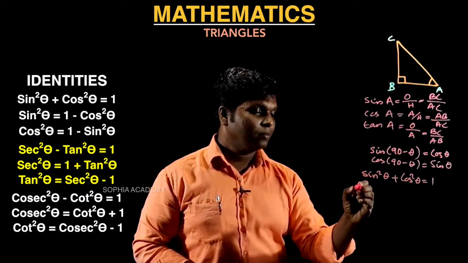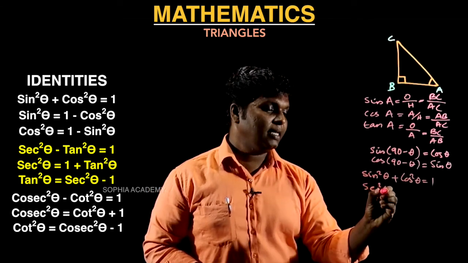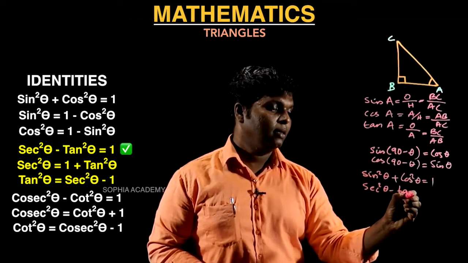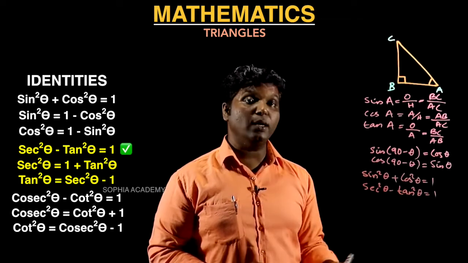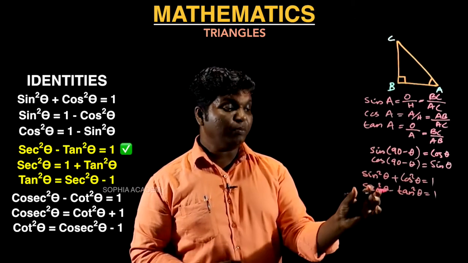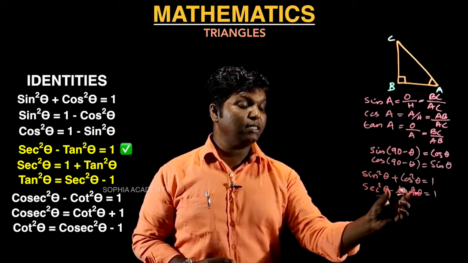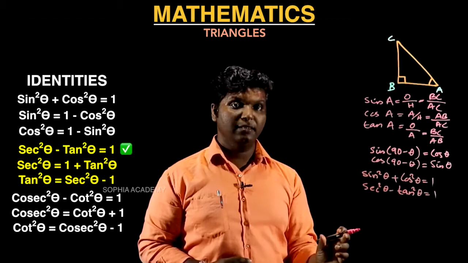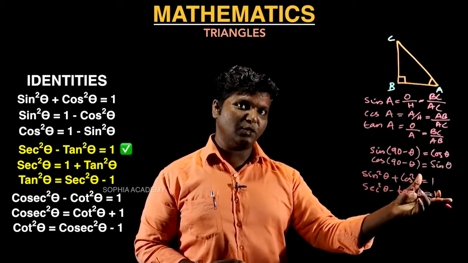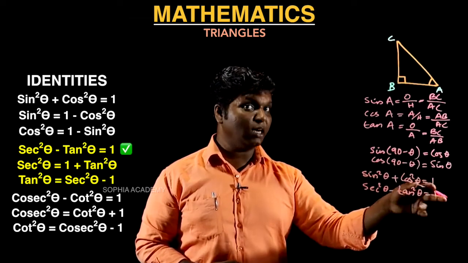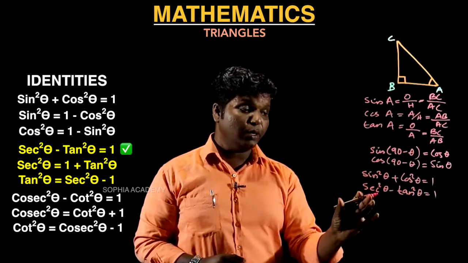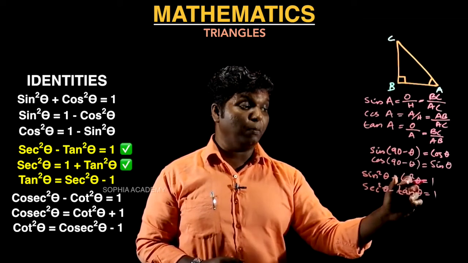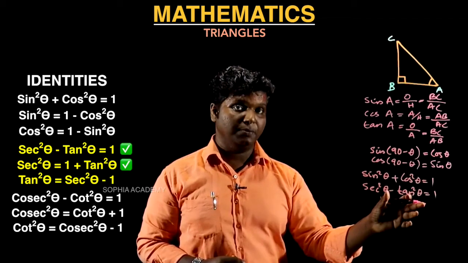Next one is sec square theta minus tan square theta is equal to 1. From this one, what is sec square theta? Just imagine that you are taking this tan square theta to that side. What will it become? 1 plus tan square theta, because it was minus. When taken to that side, it becomes plus. So sec square theta is equal to 1 plus tan square theta.